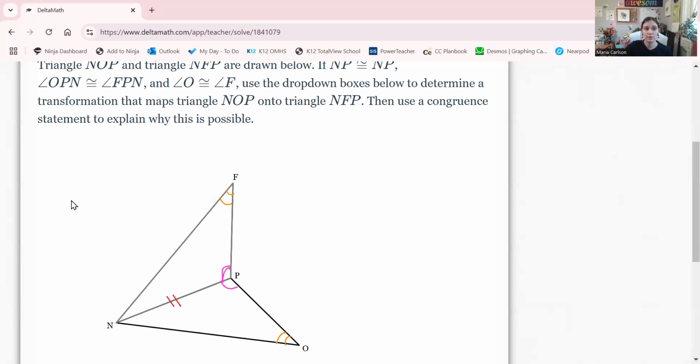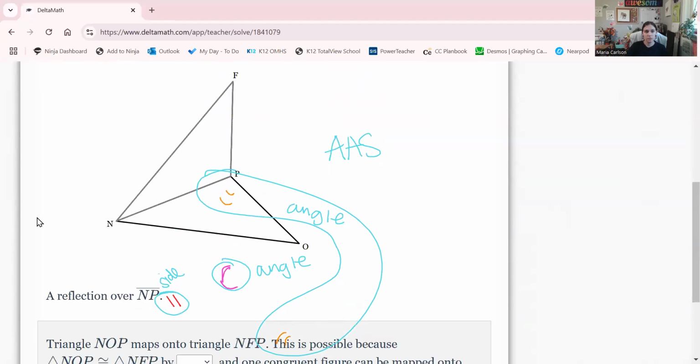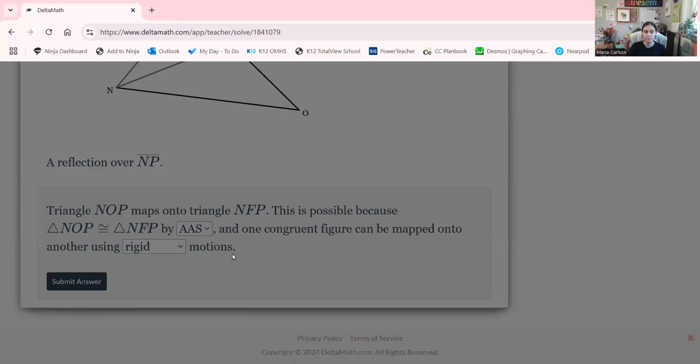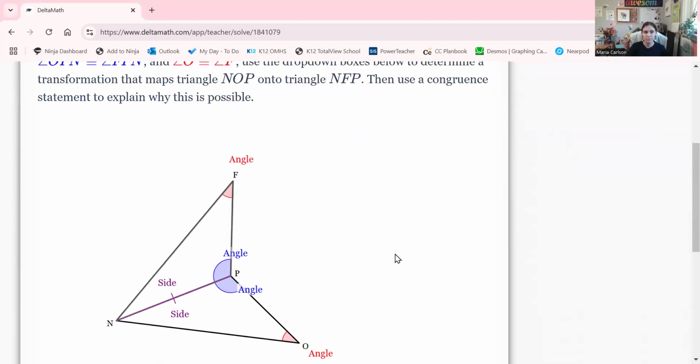So looking at these two triangles, look at what we have. I have a side, I have an angle, and then I have another set of angles. So this is side angle angle, or angle angle side. So these two triangles are related by angle angle side.